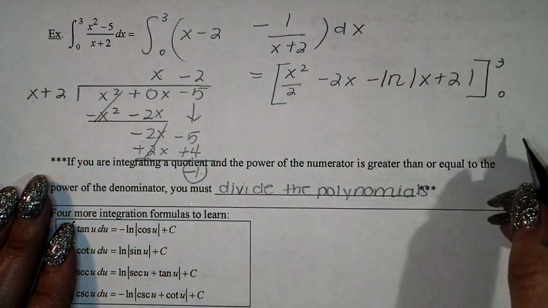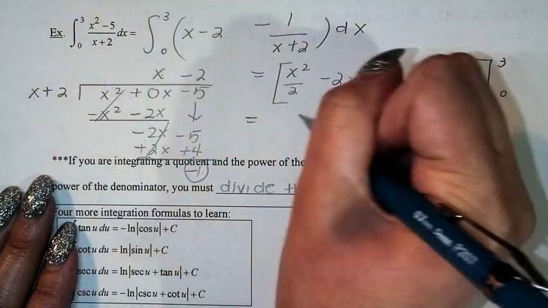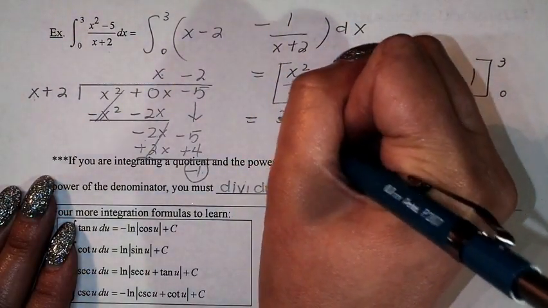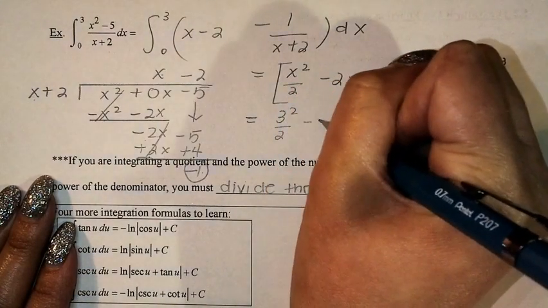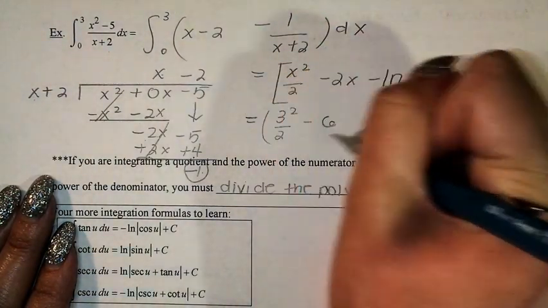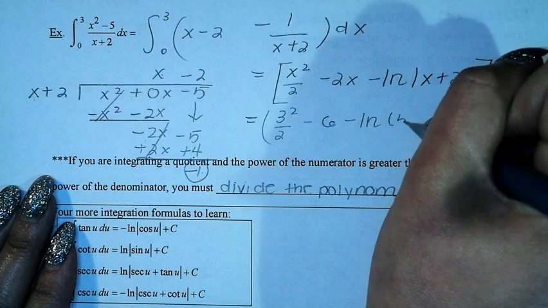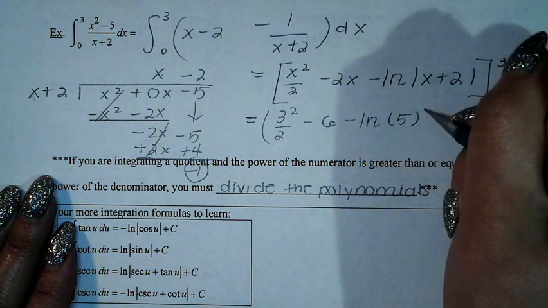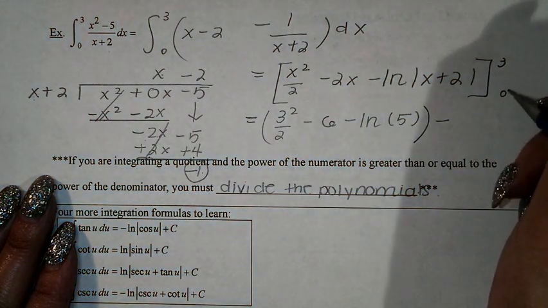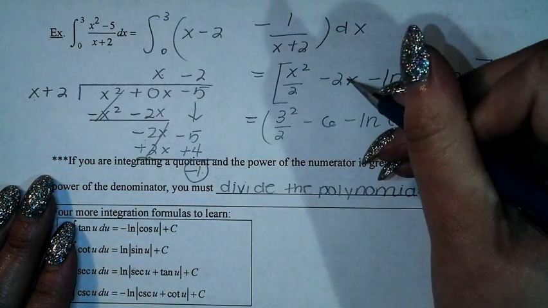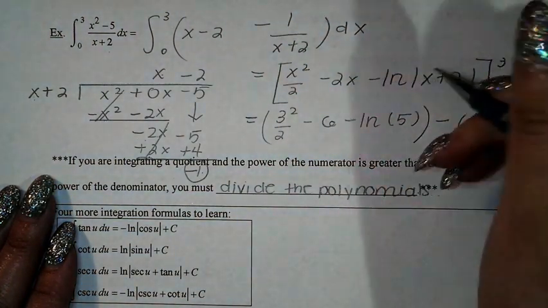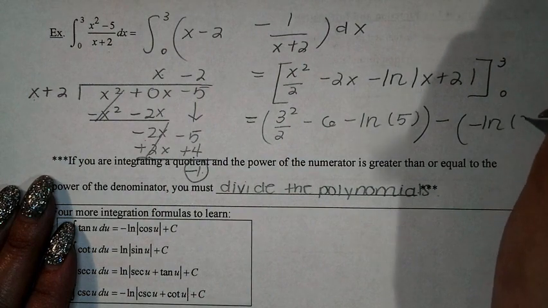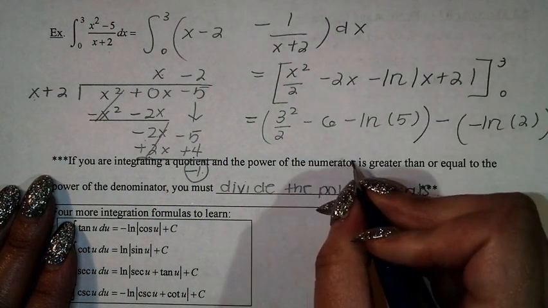So what are you going to do next? You plug the 3 in, so you have 3 squared divided by 2, minus 6, minus natural log of 5. I took out the absolute value because I already know that 5 is positive. After that, you plug the 0 in, which gives 0, 0, and negative natural log of 2. So you have this.